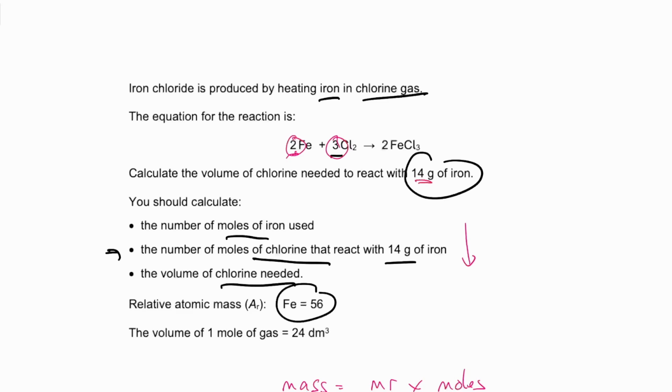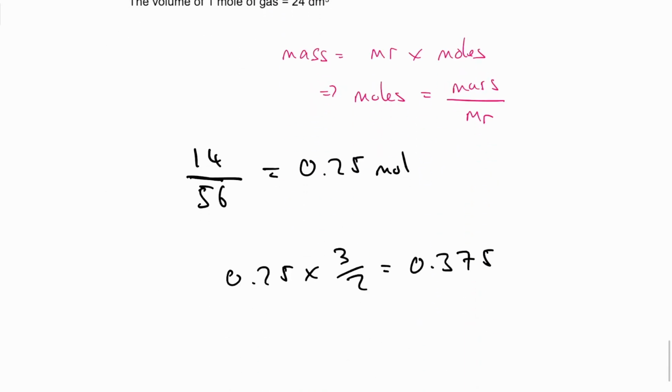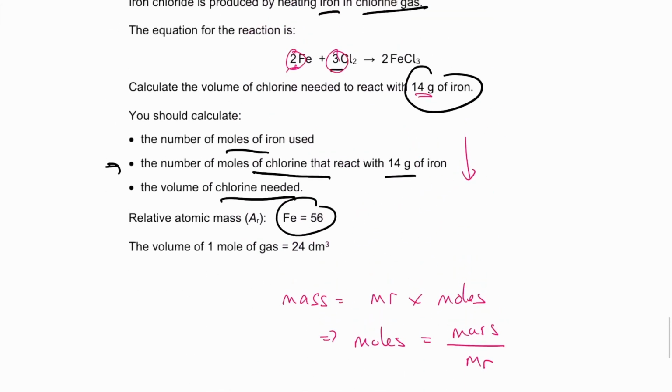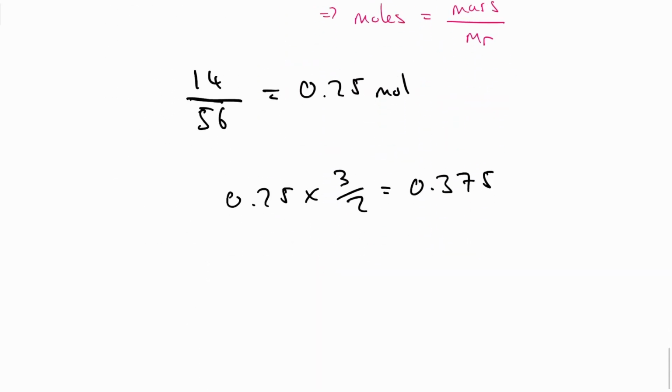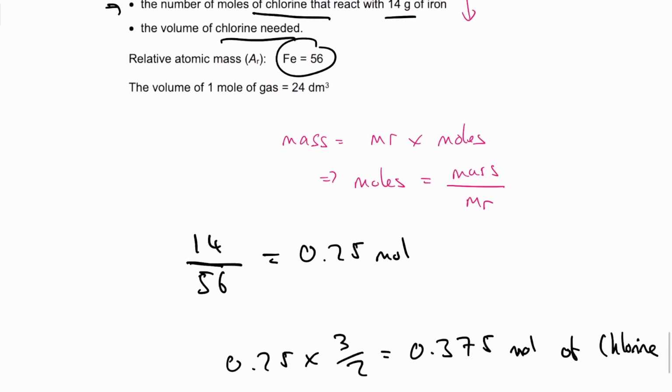Okay, so it already tells us we've got 14 grams of iron, so we just use that with the MR of iron to work out how many moles, and then we can use the numbers at the front to work out the ratio. Okay, so that's exactly what we did here. We did 0.25, essentially we divided by 2 times by 3 to get the number of moles of chlorine, and we get 0.375 for the number of moles of chlorine. Okay, let's actually label that here so we know what we're talking about. Okay, perfect.